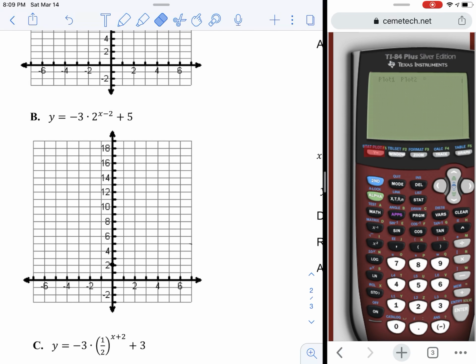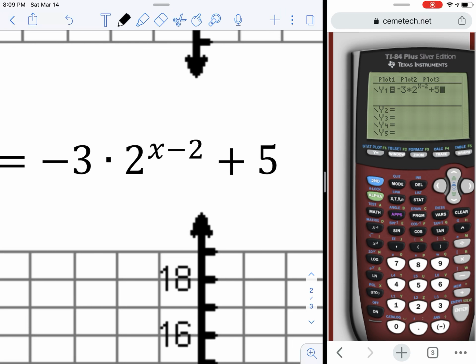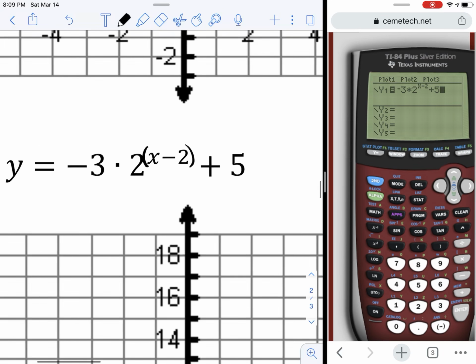You're going to go to your calculator and go to the y equals screen, and you're going to type in the equation, -3 times 2 raised to the x minus 2 power. Now, if you have a calculator like mine where it says x minus 2 in the exponent, you can arrow out of the exponent and then put the plus 5. If, however, you do not have a calculator like mine that shows the exponent, you need to make sure you put the x minus 2 in parentheses.